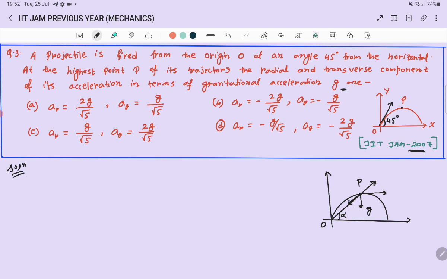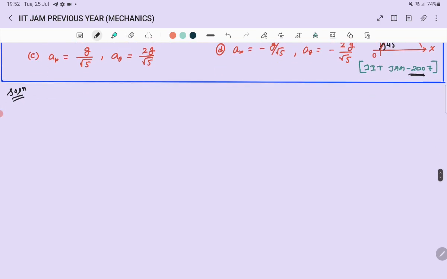Now you know this angle is alpha, and this angle is 90 degrees, so this angle will be 90 minus alpha. Let me draw this figure again so that you can understand easily and you get more space.